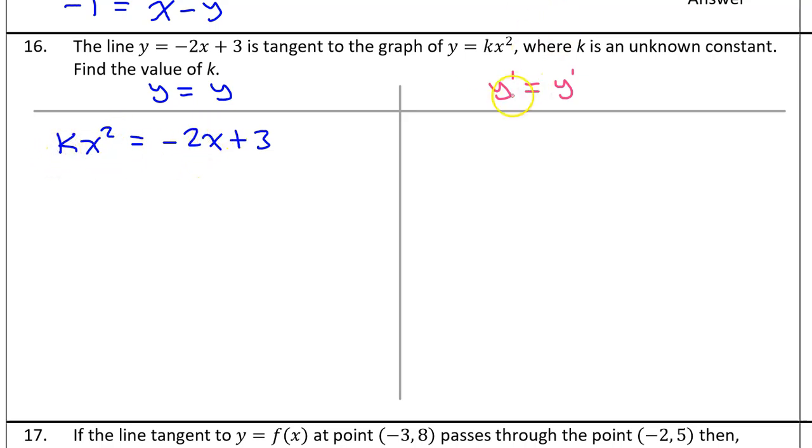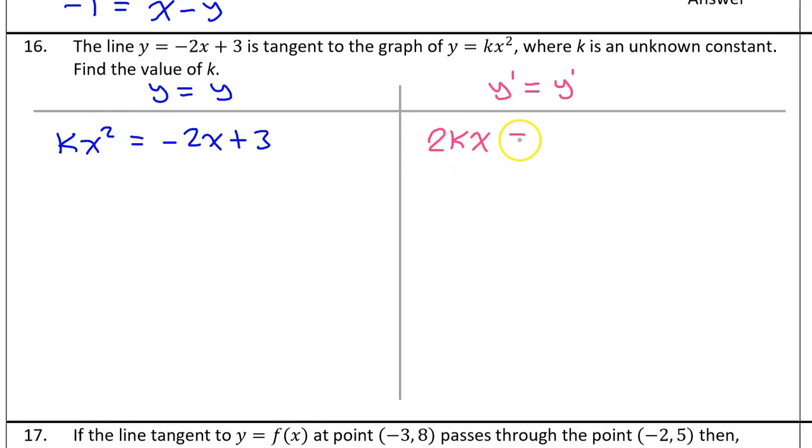Now it's time for the y prime equals y prime equation. Simply take the derivative of both sides of the blue equation. Remember, k is a constant, so treat that as a number like 5. So, taking the derivative of the left side using the power rule, we would bring this 2 down into the front and multiply by that k.